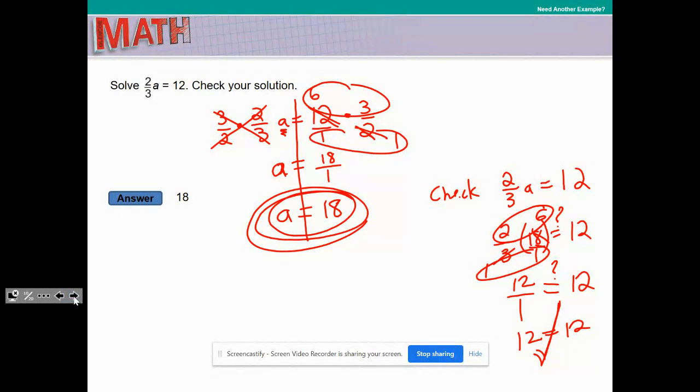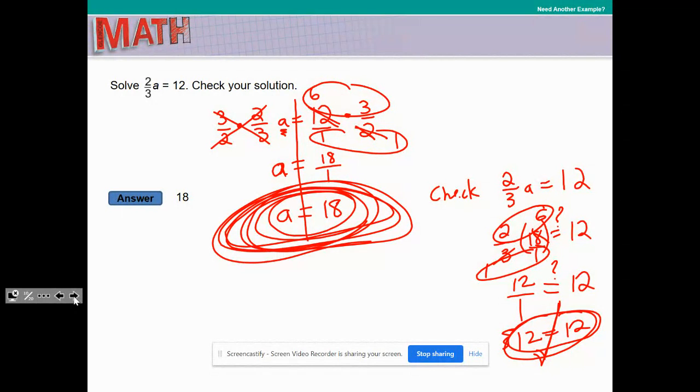Yay, we did it. Now, some of you might be like, but Mr. Woodard, you got 12 equals 12. It's not 18, right? Down here in my check. No, that was just making sure that 18 was the right answer. This is my answer right here. There it is. All right.